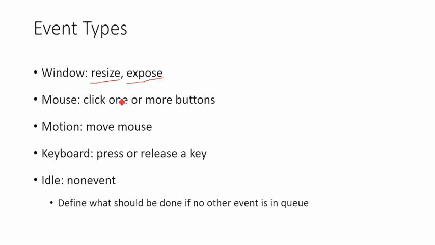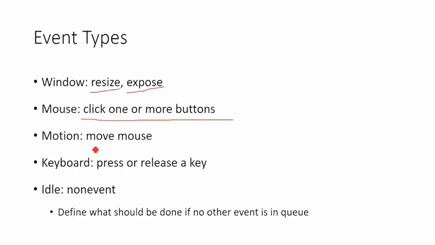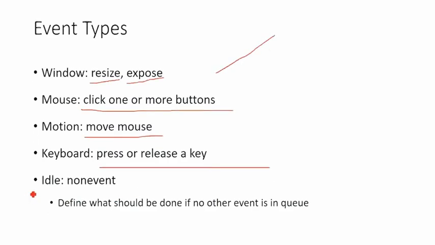Clicking one or more mouse buttons might trigger an event. Or just the motion of the mouse can be an event. I move my mouse like this without clicking, that might also be considered an event. Or to capture the motion only when I click, that can also be an event in our OpenGL. Pressing or releasing a key can be an event. The idle case can also be an event, meaning to say a non-event. No input device is active, that can also be an event. And the idle case is basically where you define what to do when there are no events in the queue.